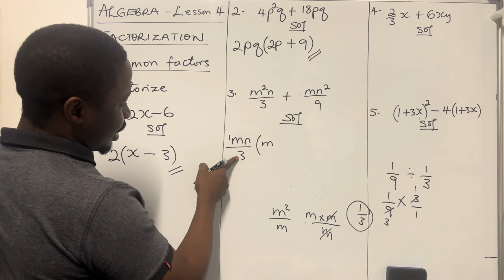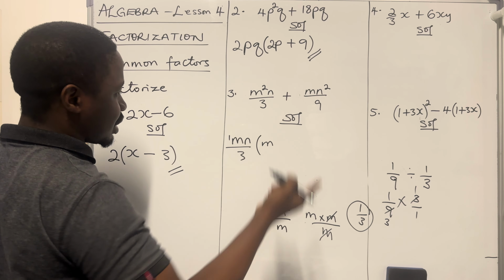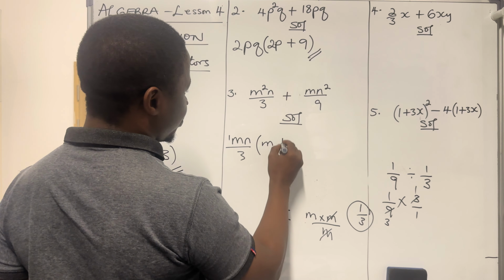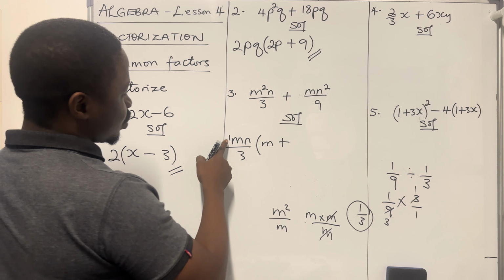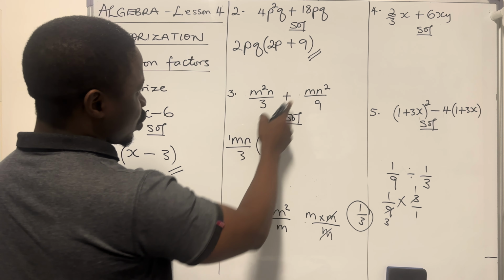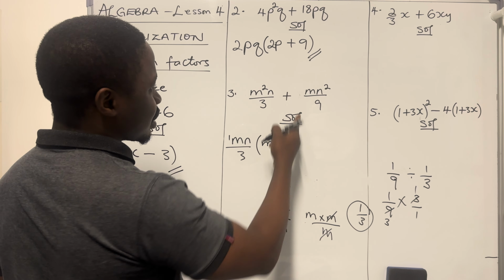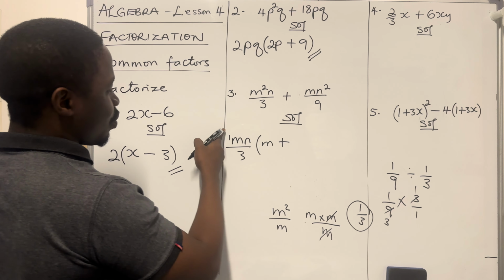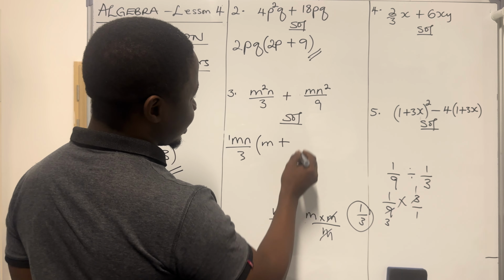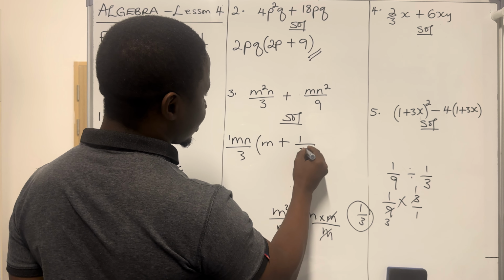1 over 3 into 1 over 3 is just the same. There will be no 1 over 3 remaining. So this is plus. Yes, 1 over 3 into 1 over 9. 1 over 3 into 1 over 9 is the same as 1 over 9 divided by 1 over 3, which is 1 over 3, what we did here. So that will remain 1 over 3.